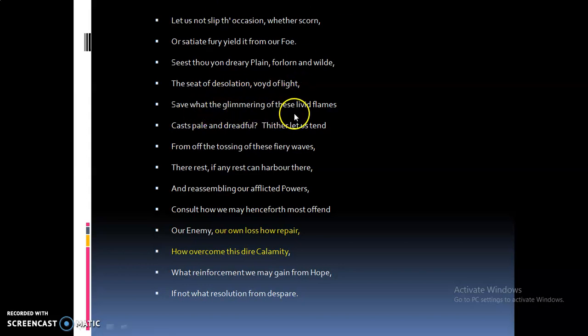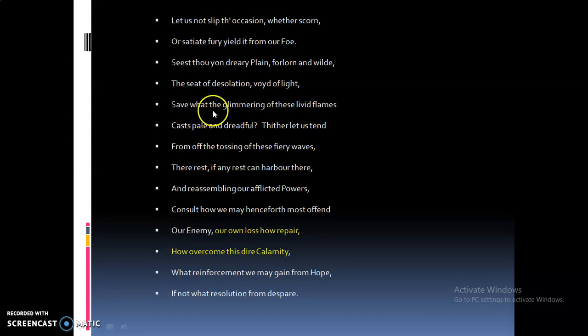Say what the glimmering of these livid flames cast, pale and dreadful. So Milton, if you see, was very fond of creating images of light and shade. Since he had gone blind, he had developed a keen longing for images of light. For several years preceding his blindness, while his eyesight had been steadily falling, Milton saw everything in the hazy glimmer of light and shade. So this accounts for many images of transparent glimmer given by Milton in the various books of Paradise Lost. And this is a very good example of that image.